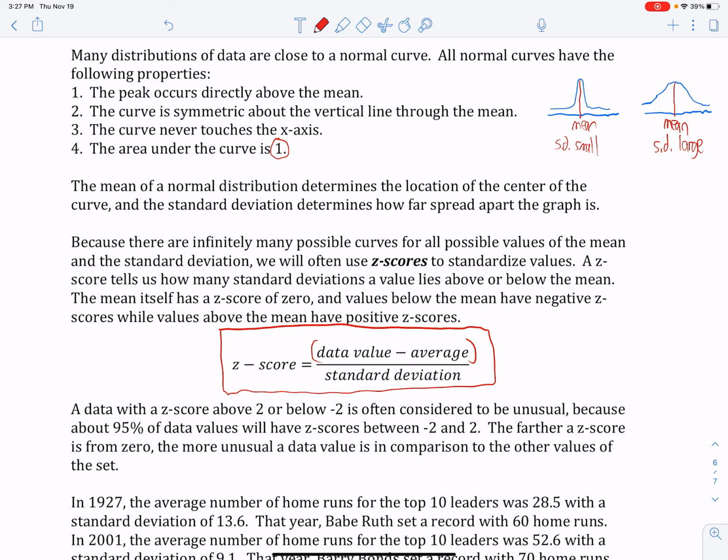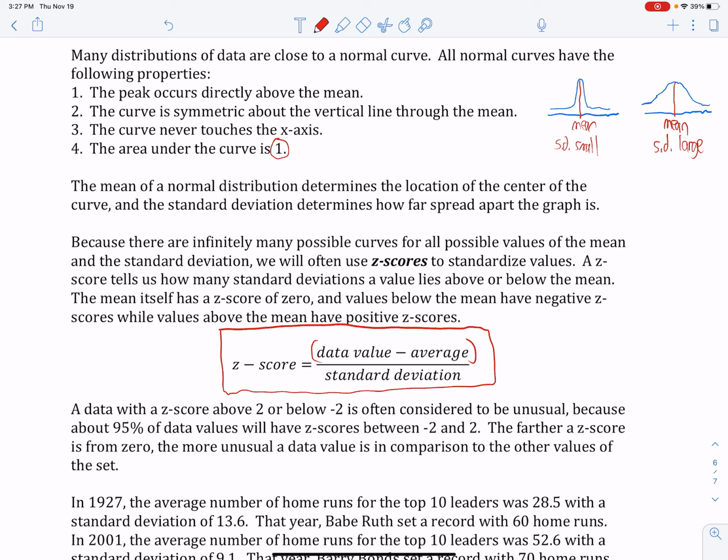Z-scores tell you how many standard deviations a value is above or below the mean. So if you have a data value that has a z-score of 0, well, you're right on the mean. If you have a data value with a z-score of positive 2, that means you're 2 standard deviations above the mean. If you have a z-score of negative 3, that means you're 3 standard deviations below the mean, and so on. So 0 is the z-score for the mean. Positive z-scores are above the mean. Negative z-scores are below the mean.